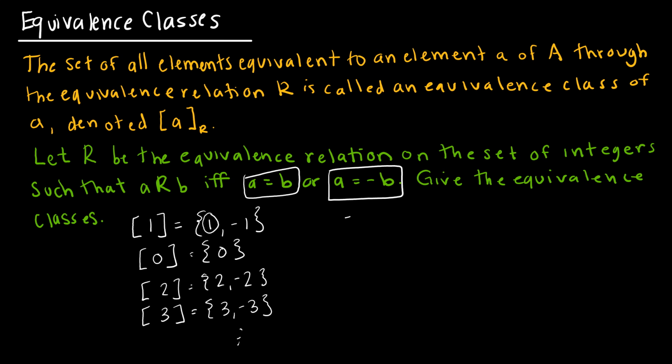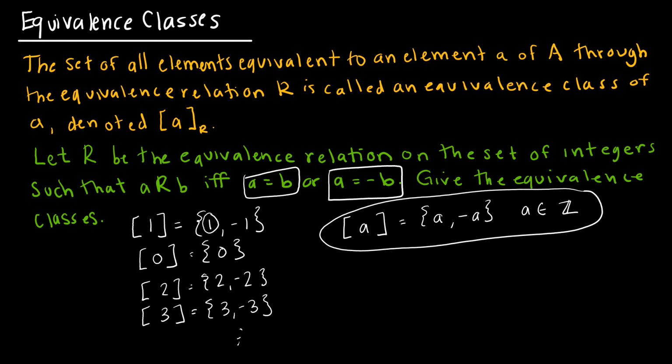And so to make this easier, I would say that A would include both the positive A value and the opposite A value. So if the original A was negative, then the other one would be a negative negative, which is positive. We get the idea, where of course A is an integer. So this would be an easy way to generalize that. But again, the equivalence class just relates things that are related through the equivalence relation.